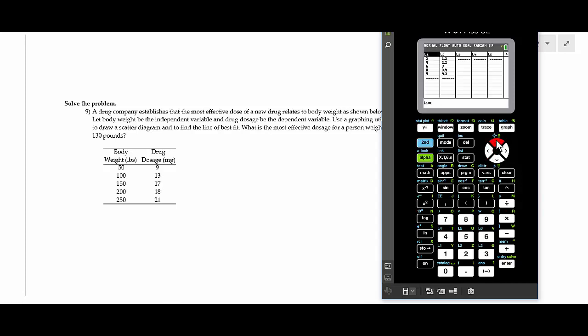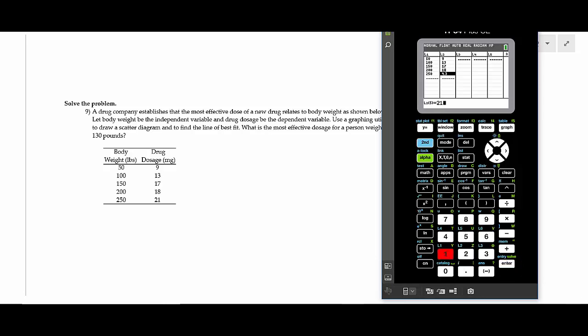So what you want to do is you can type over your data on this one if you want to. So if you want to just type straight over your data, you can. So what I'm going to do is just do 50, then I got 100 and 150, and then 200, and then 250 like that. Now that's going to be a person's body weight. And then on this one, we're going to do 9. This is a drug dosage. And 13 and 17, 18 and 21. Okay, so we're going to do that.